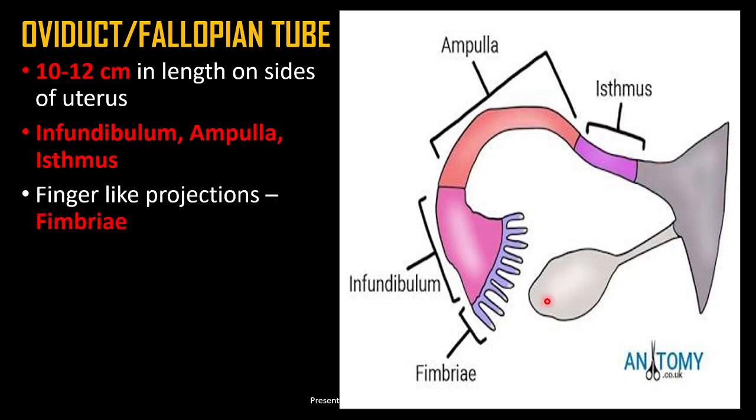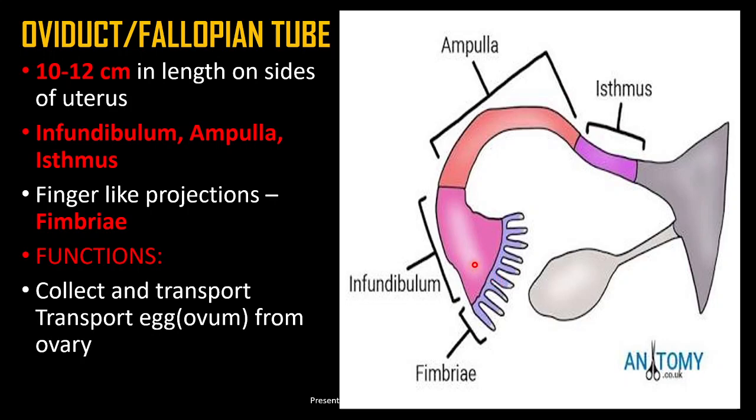Finger-like projections, as I already mentioned, are the fimbriae, which help in catching or capturing the egg, the female gamete, whenever it is released from the ovary. The function is to collect the ovum. The ovum will be formed inside the ovary, released, and captured by the fimbriae to be transported through the fallopian tube. It also helps in fertilization.